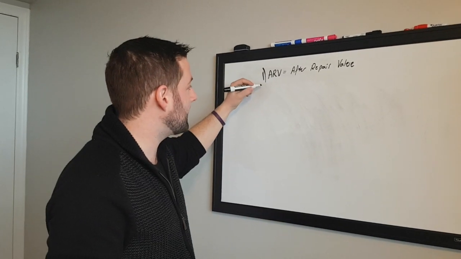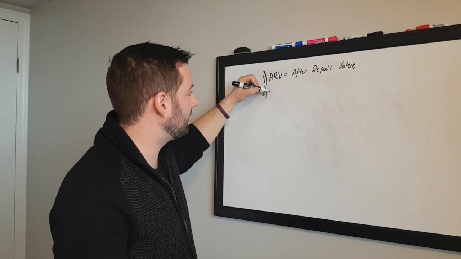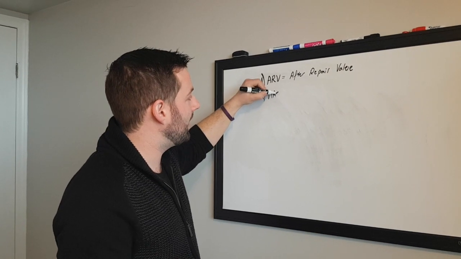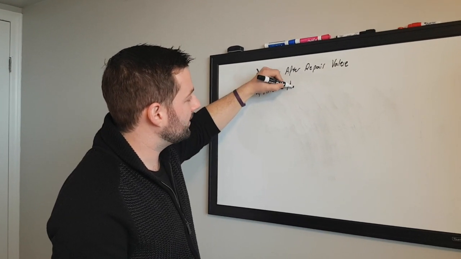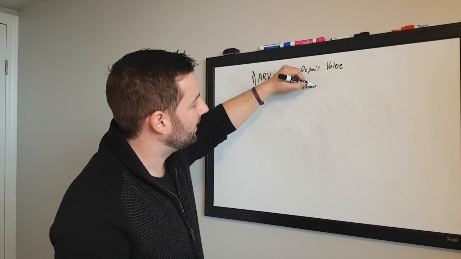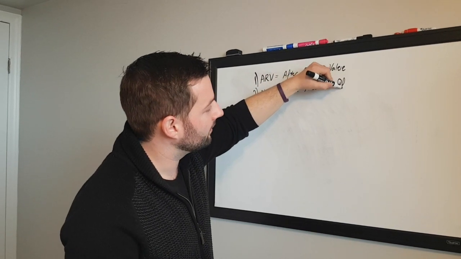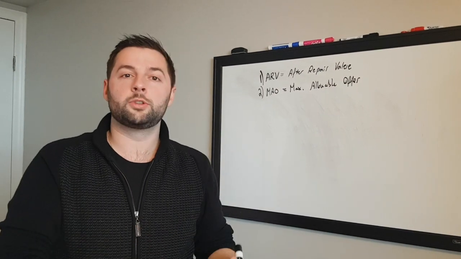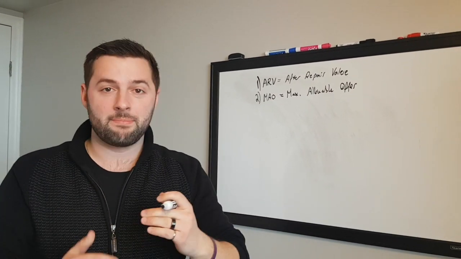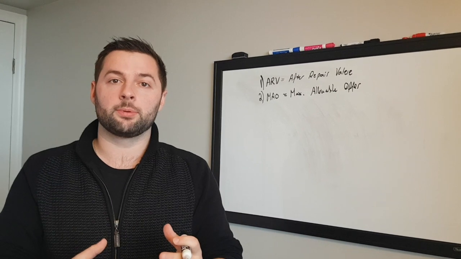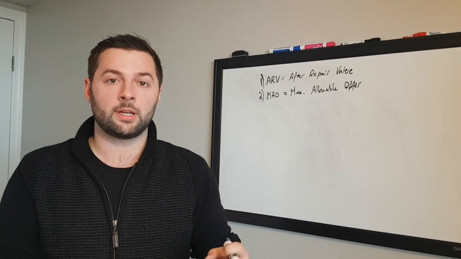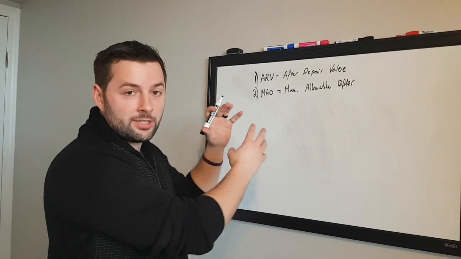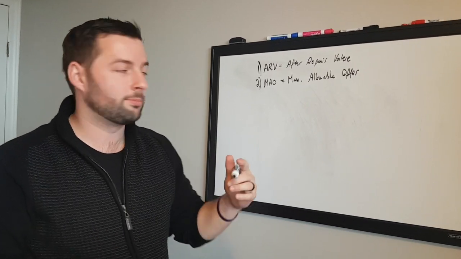Okay, and the second variable, which I already touched on at the very beginning, is our MAO, and that is our maximum allowable offer. Okay, this is the physical number that we are going to present to the seller, and that's the maximum amount that we can offer to that person to purchase their home. Okay, now I'm going to show you guys how these two tie together. It's a very simple formula.